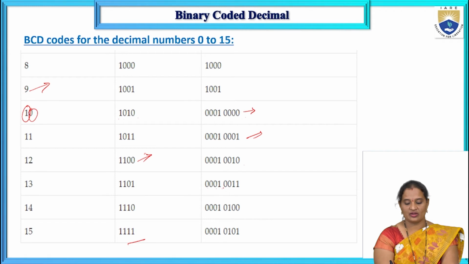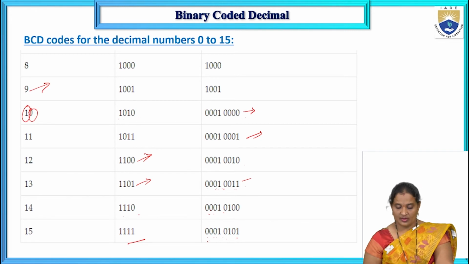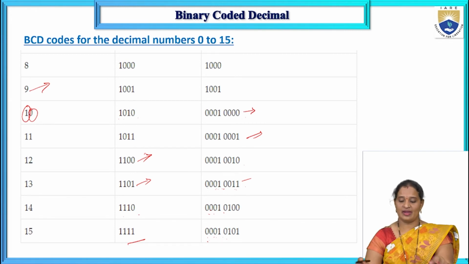Next, 13 is 0001 0011, where 13 in binary is represented as 1101. Next, 14 in binary is represented as 1110, whereas in BCD it is represented as 0001 0100. Next, 15 is 1111 in binary, whereas in BCD it is represented as 0001 0101. So this is the way to write BCD code.